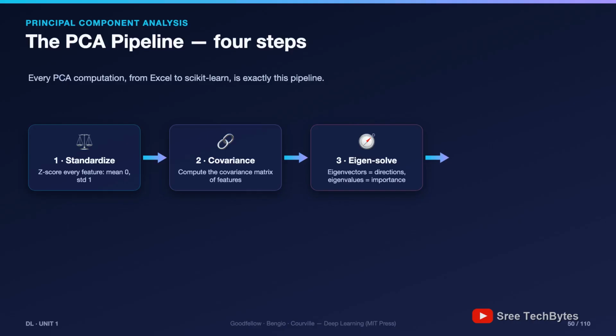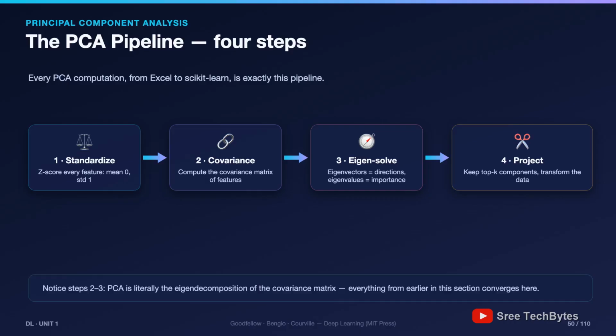Now pause and look at what just happened. Matrices, symmetric matrices, eigen decomposition, variance, everything we've built in this chapter converges right here, inside one algorithm. PCA is literally the eigen decomposition of the covariance matrix. Say the 4 verbs with me: standardize, covariance, eigensolve, project. Now let's zoom into each step.